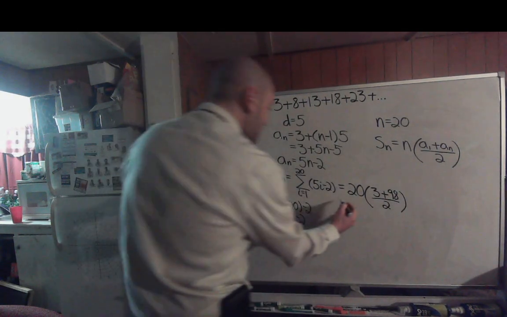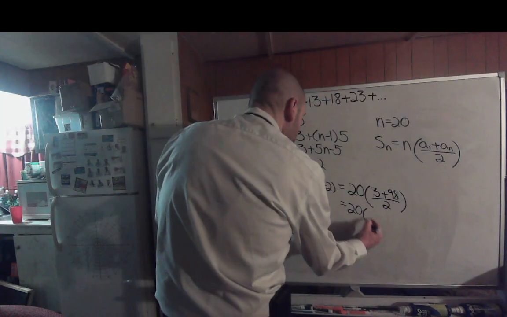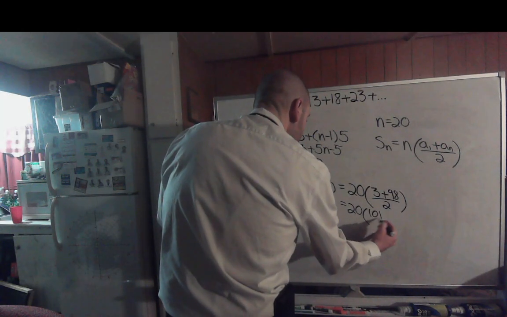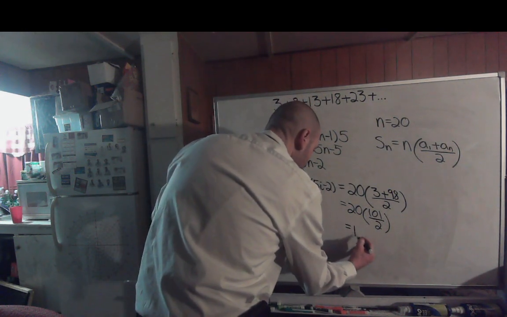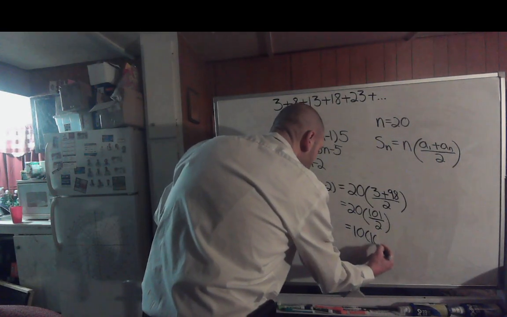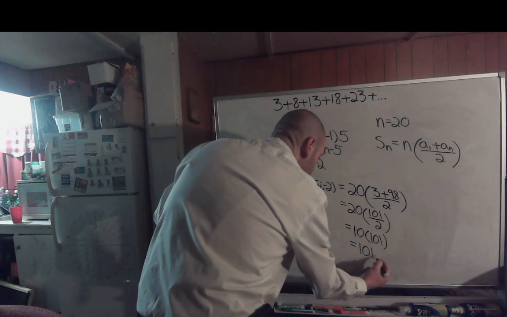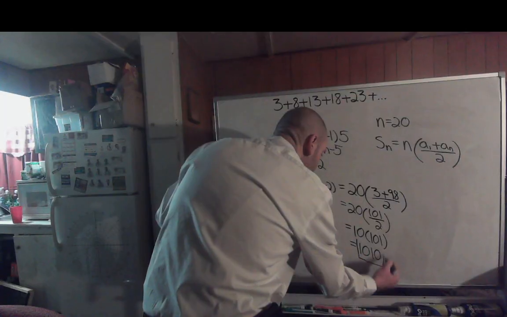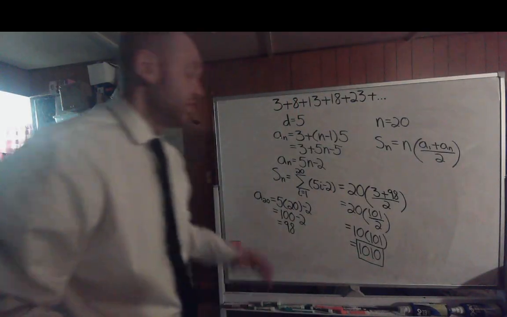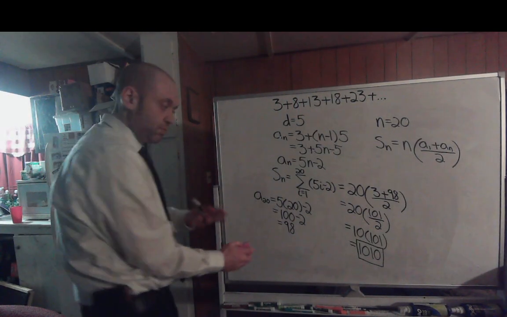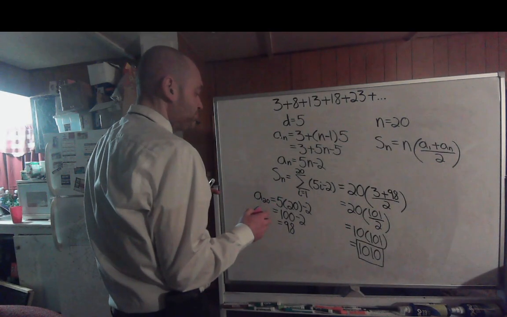Okay? Now, let's do the work in the parentheses. You'll get 20 times 101 divided by 2, which would simplify into 10 times 101, which would give you 1010. So the sum of this particular series of the first 20 terms would end up being 1010. And I got more where that came from, but there's also a second part to this.